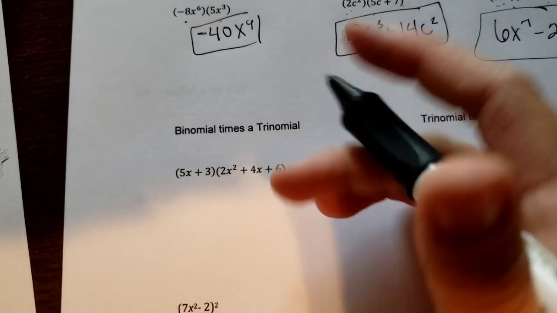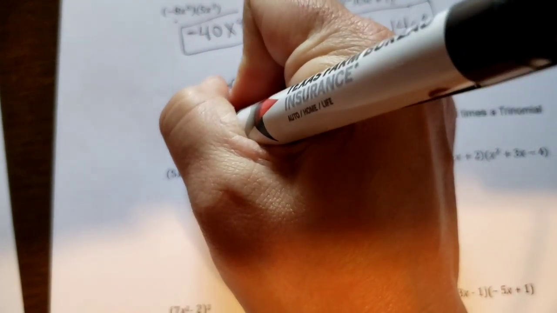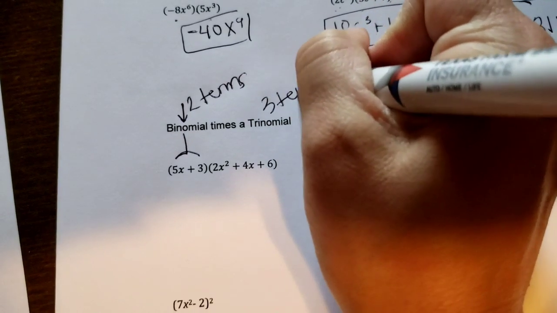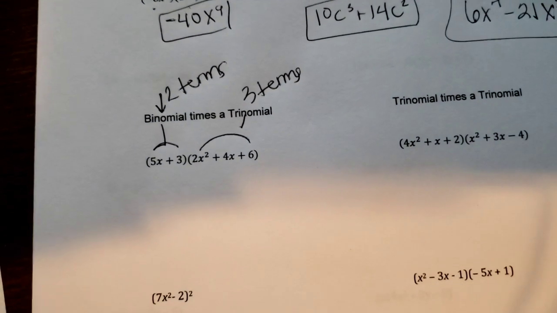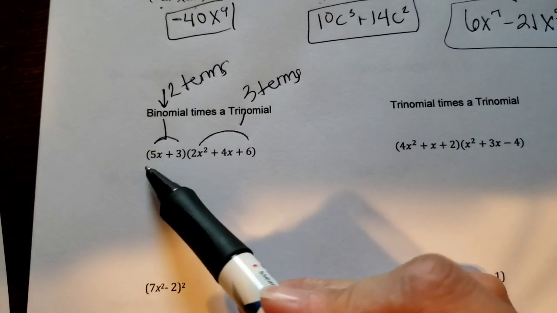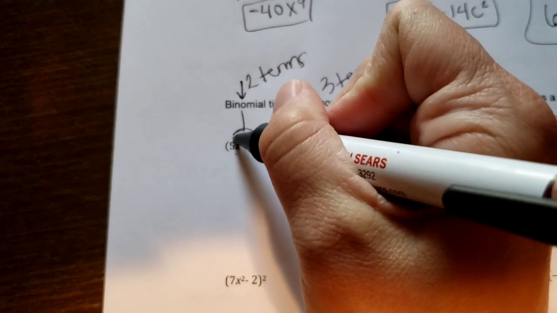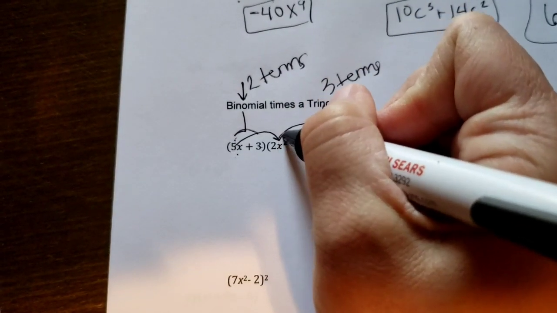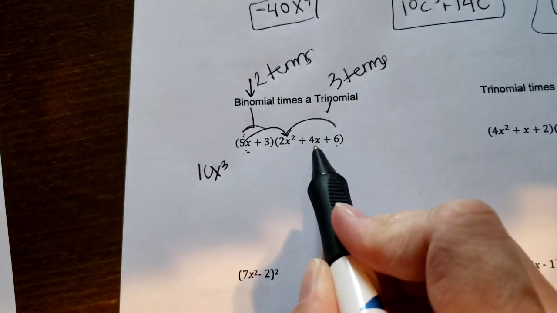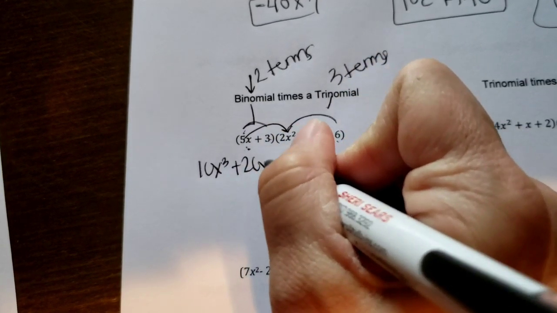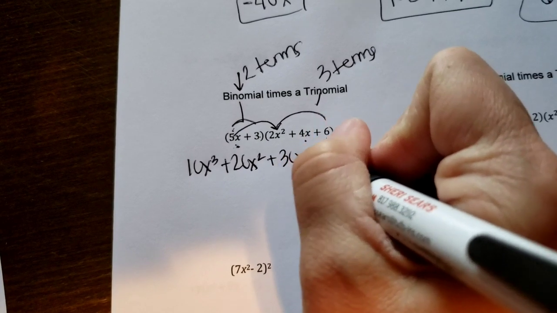Then you have a binomial times a trinomial. So binomial means you've got 2 terms, and that, of course, would be this guy. 3 terms is a trinomial, and that, of course, would be this guy. So just distribute. So I've got 2 terms that have to be distributed. So it's going to get long, and then I'll combine my terms. So 5x times 2x squared would be 10x cubed. 5x times 4x is 20x squared. And 5x times 6 is 30x.